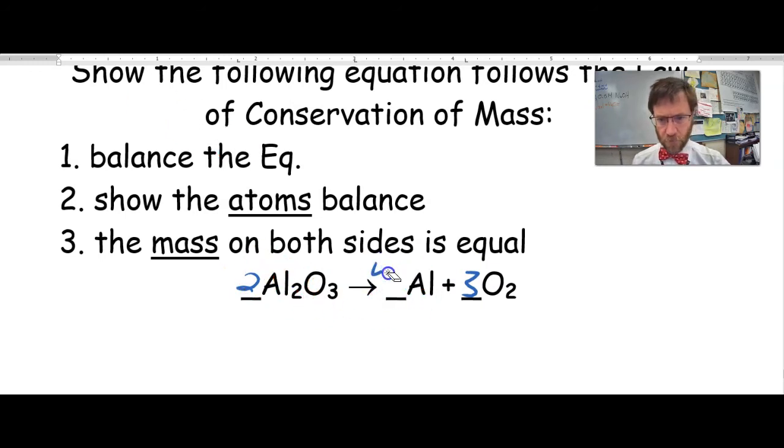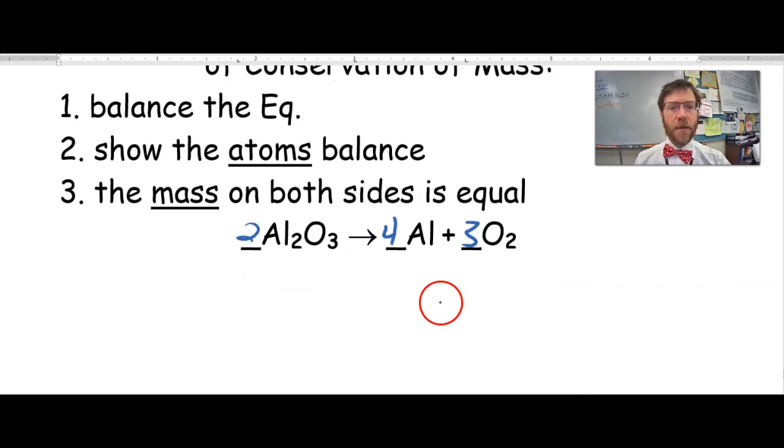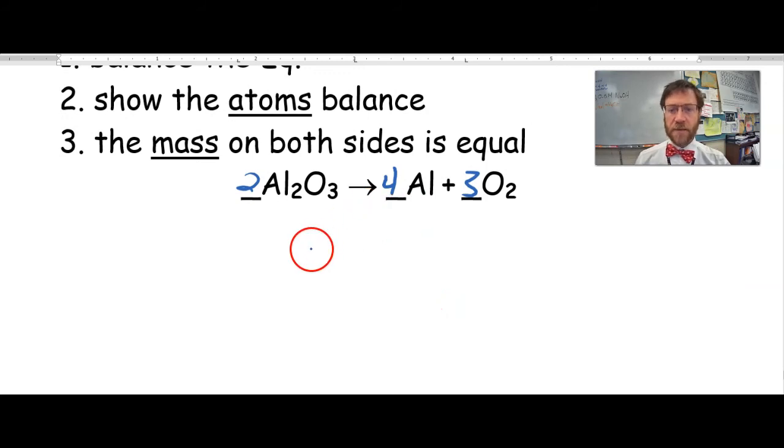All right, let's make that clean. 2 times 2 is 4. 4 times 1 is 4. 2 times 3 is 6. 3 times 2 is 6. Yay! That shows the atoms balance. There, I did that. So the mass on both sides is equal.